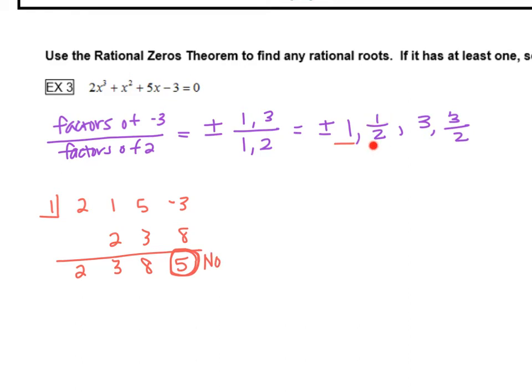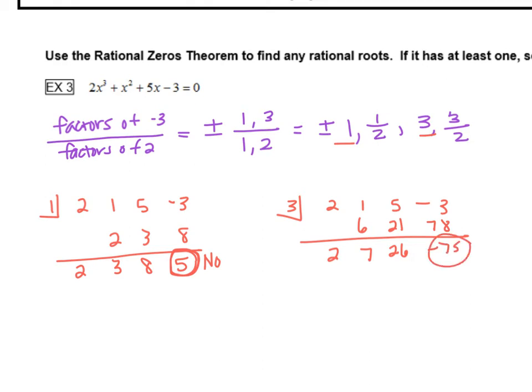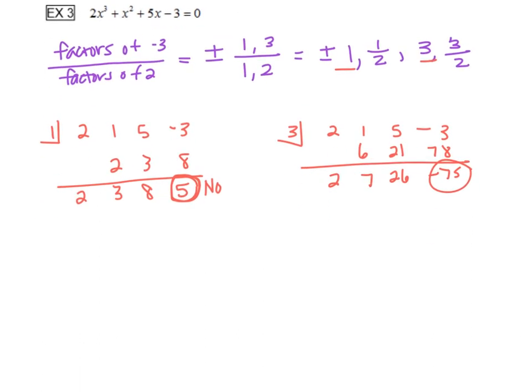The next one is a fraction, which we certainly could do, but I'm just going to go ahead and move on to the 3 because it's going to be a little bit faster. So let's see if 3 is one of our roots. Here are our coefficients again: 2, 1, 5, -3. We add down and we multiply. Add down, multiply. Add down, multiply. Oops. There we go. Add down, and we had a remainder, so that did not work. All right, well, I was hopeful. Now let's go ahead and try those fractions.